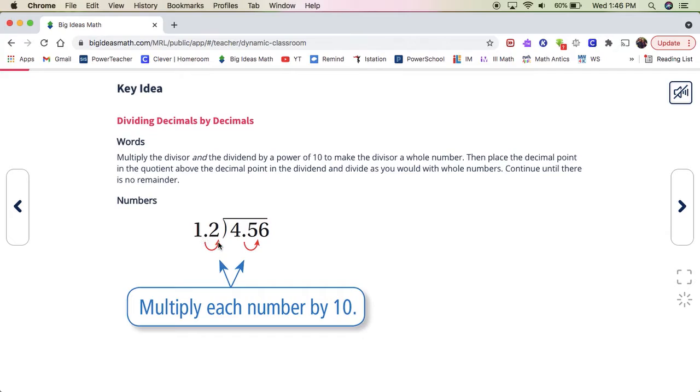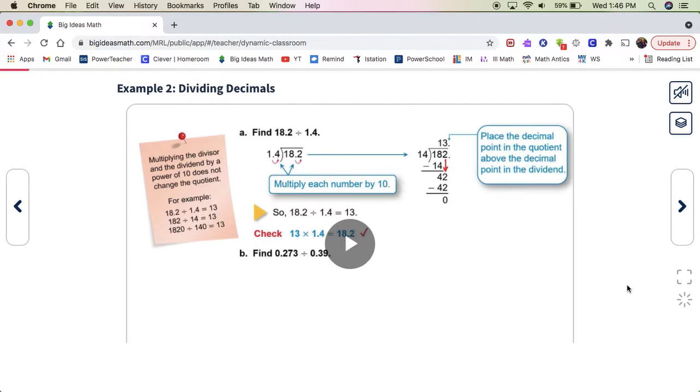So if I needed to move my decimal point over more than one time, that would be multiplying by 100 if I moved it over twice, or 1000 if I moved it 3 times. So let's look at some examples of that.